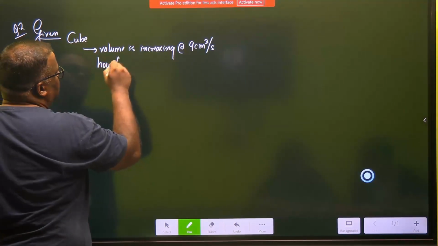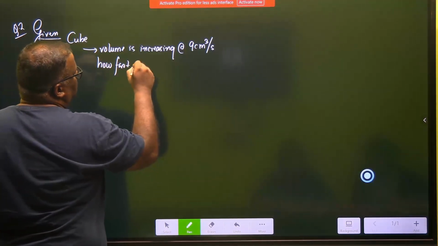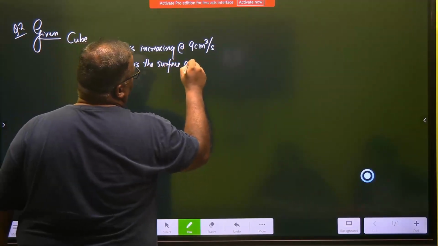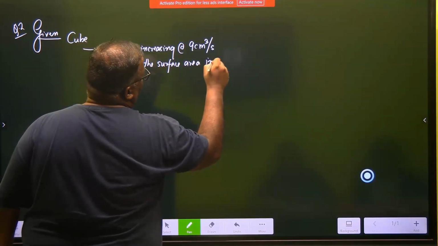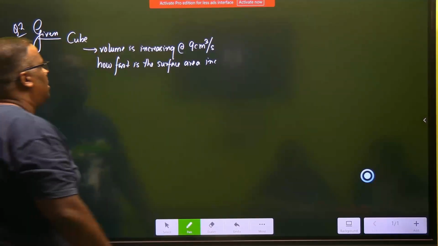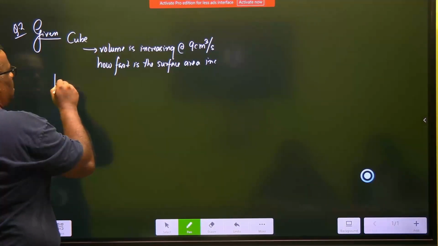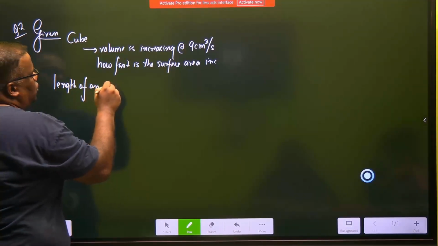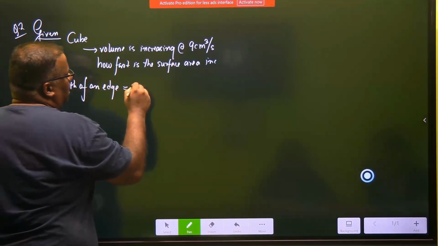How fast is the surface area increasing? And the length of an edge is 10 centimeters.